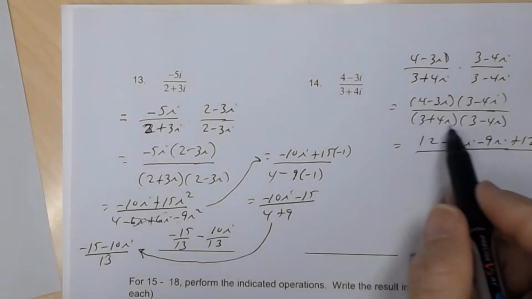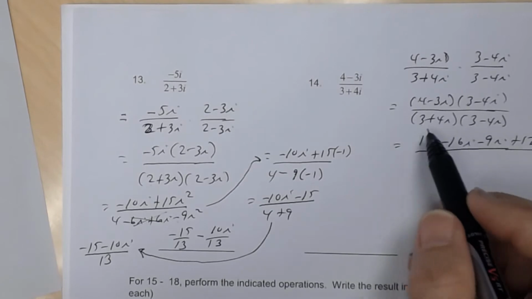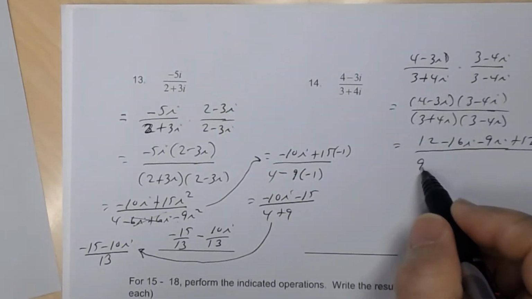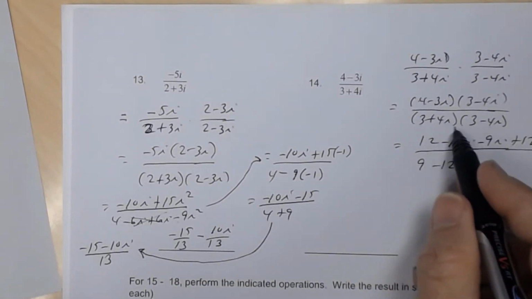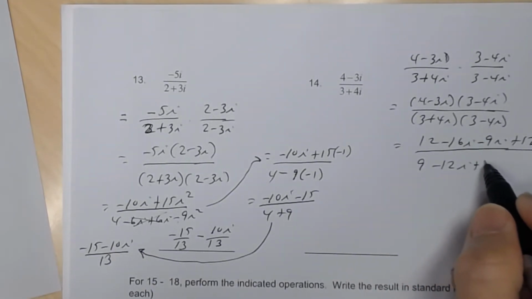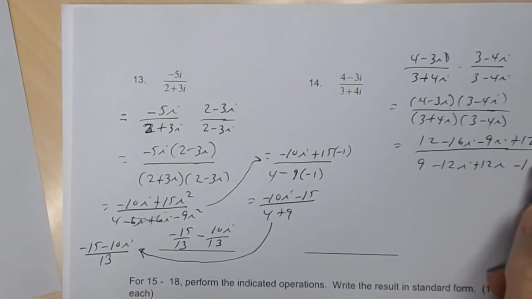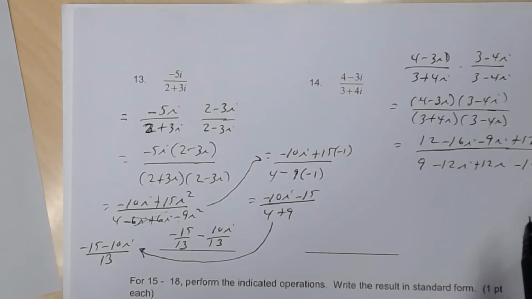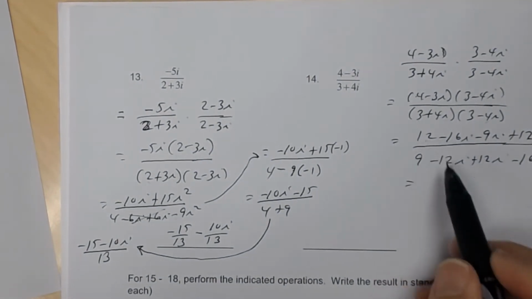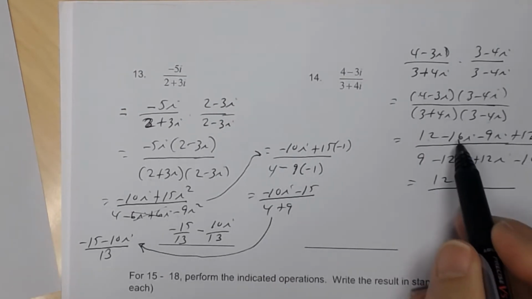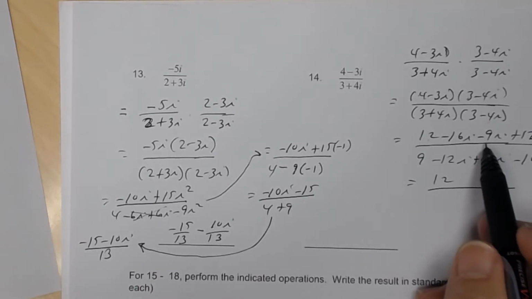The denominator, notice those are complex conjugates of each other, so the outer and the inner should be 0. So 3 times 3 is 9, that's your first. The outer is a negative 12i. The inner is a positive 12i. And then the last, a positive 4i times negative 4i is a negative 16i squared. All right, now combining like terms, I get 12 in the numerator. A negative 16i and a negative 9i is a negative 25i.